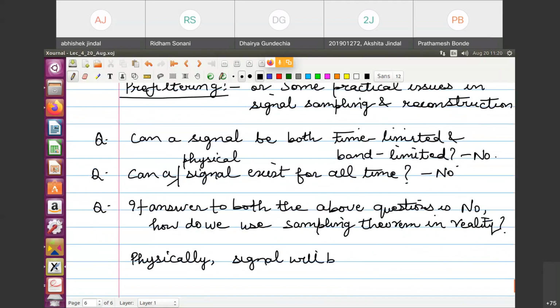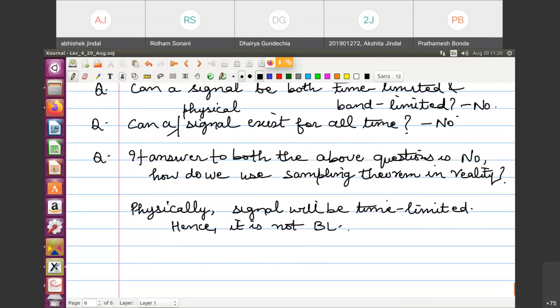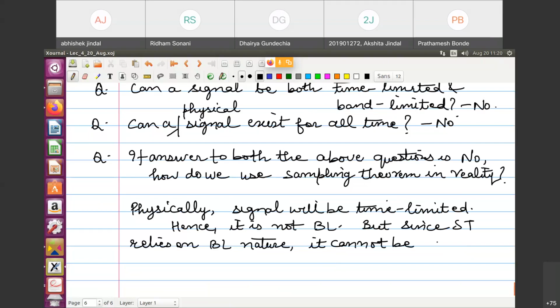Now question one tells that if it is time limited, it cannot be band limited. Hence, it is not band limited. If this is the case, then the sampling theorem relies on the band limited nature of the signal. But since the sampling theorem relies on band limited nature, it cannot be directly applied.